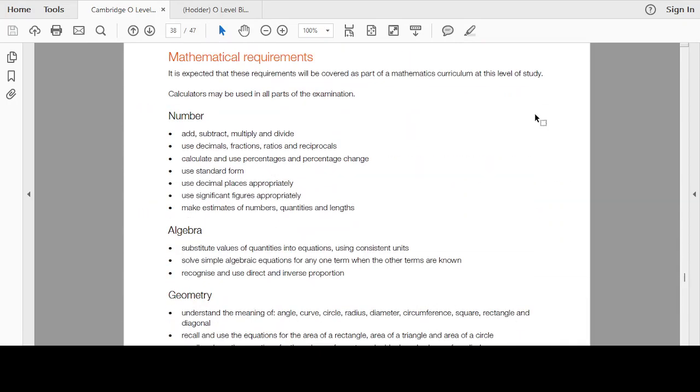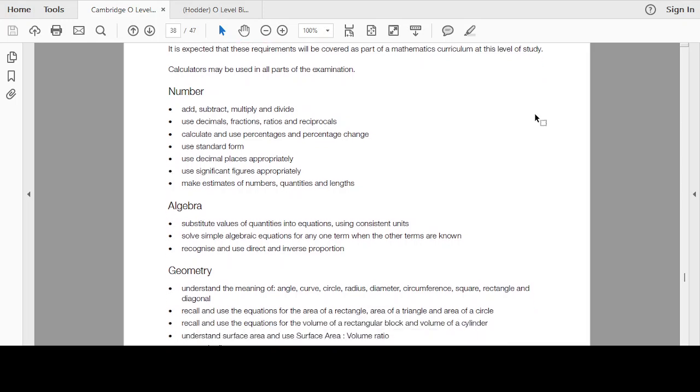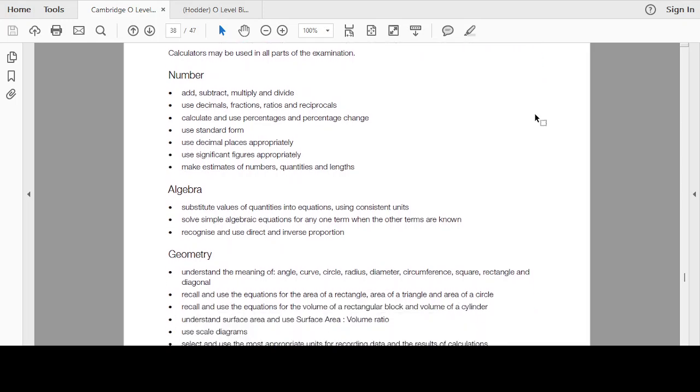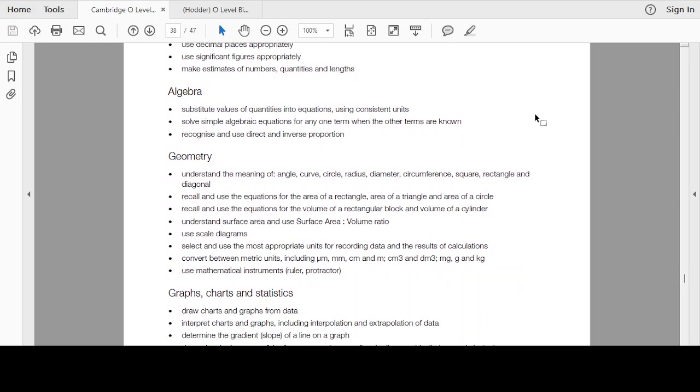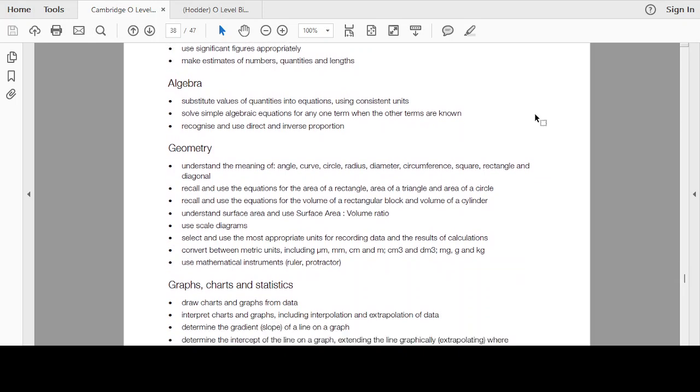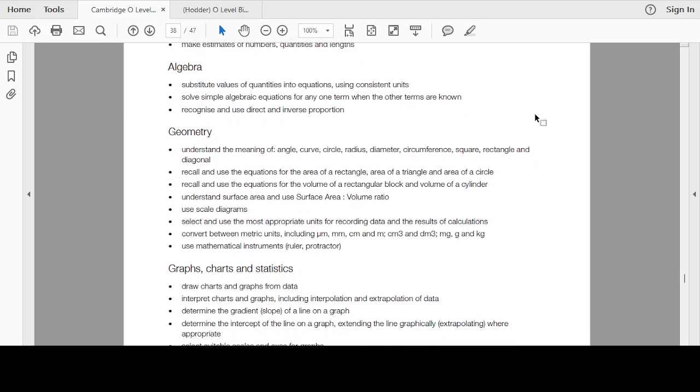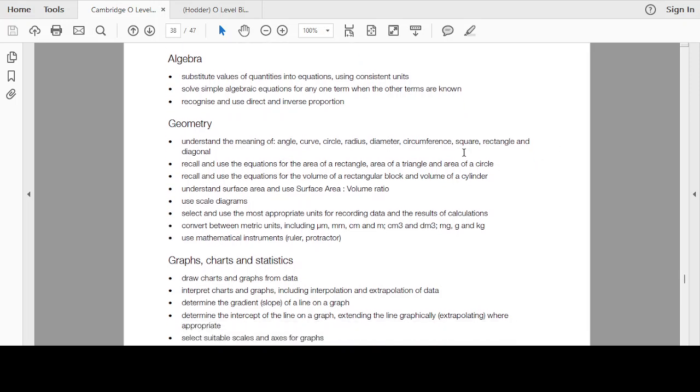There are mathematical requirements. So you need to deal with numbers directly: add, subtract, decimal fractions using standard form, percentages, use decimal places appropriately, use significant figures appropriately, and algebra. Algebra is basically finding unknowns, so using known terms to find unknown terms, and direct and inverse proportion and all of that.